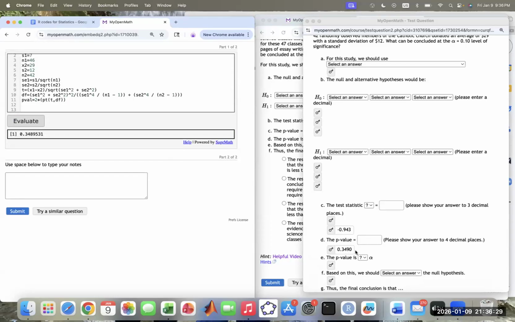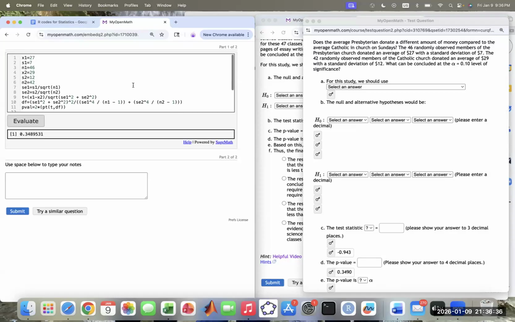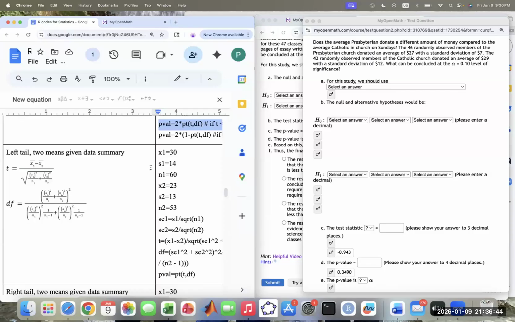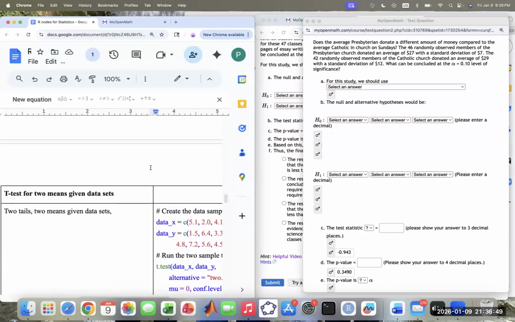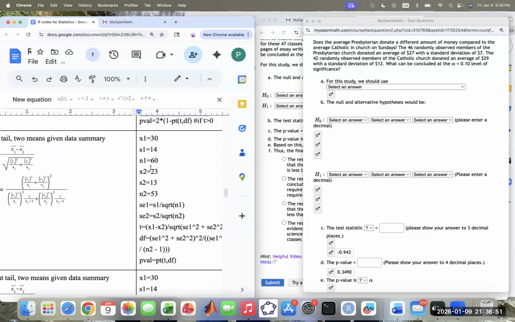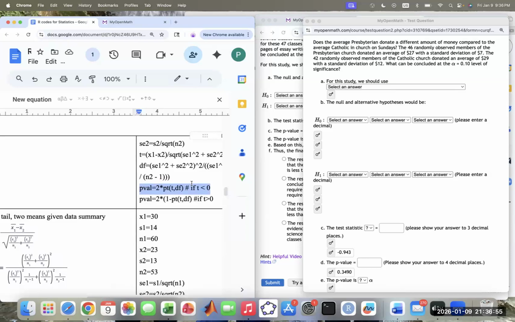Yeah. But if the T value is positive, then over here you have to do 1 minus. So that's what I said in the formula for that part, which I mentioned right here. Okay. So this is for 2 tails. So there is more work for that part. Okay. So I hope it helped.